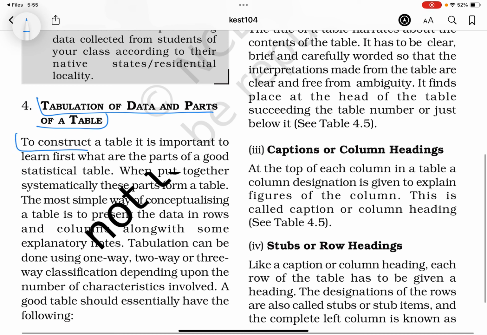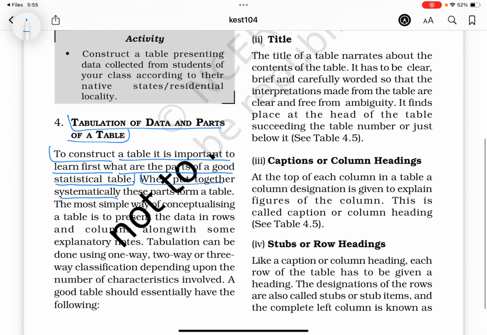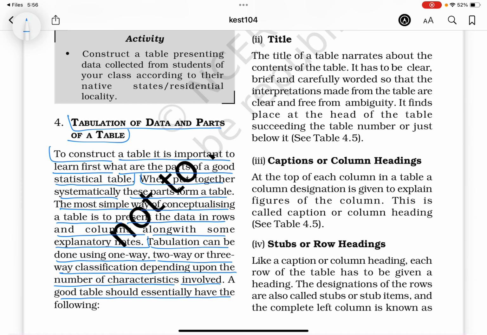To construct a table, it is important to first learn what the parts of a good statistical table are. When put together systematically, these parts form a table. The simplest way of conceptualizing a table is to present the data in rows and columns along with some explanatory notes. Tabulation can be done using one-way, two-way, or three-way classification, depending upon the number of characteristics involved. A good table should essentially have the following.